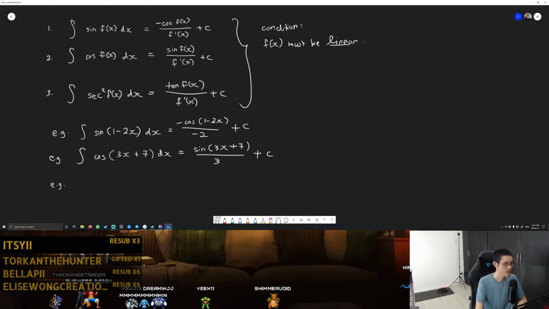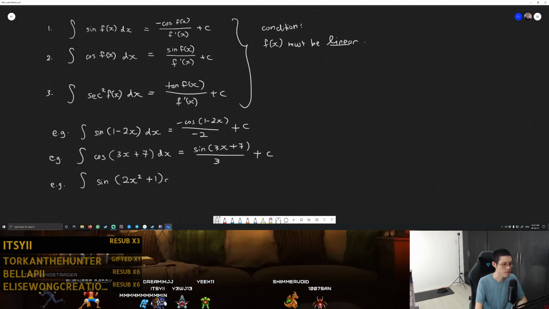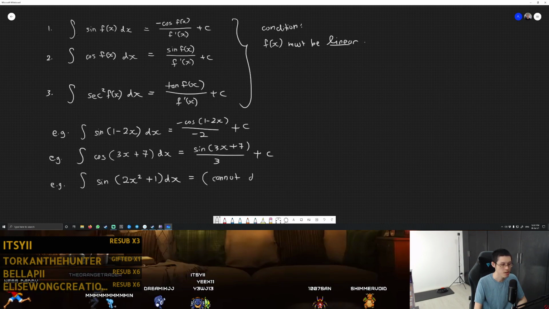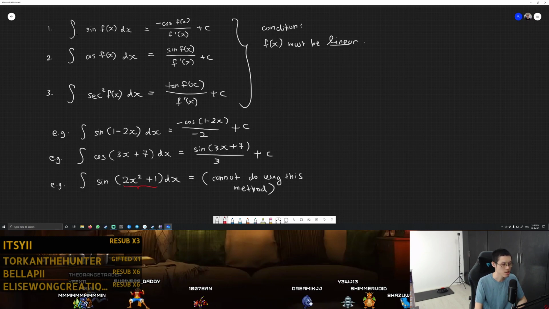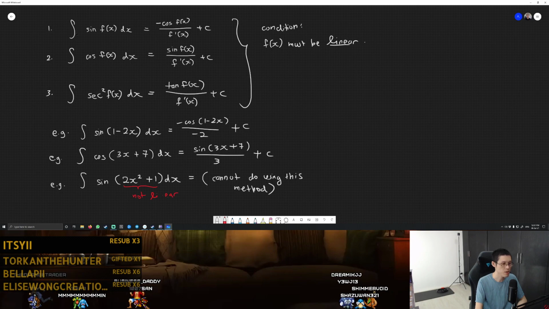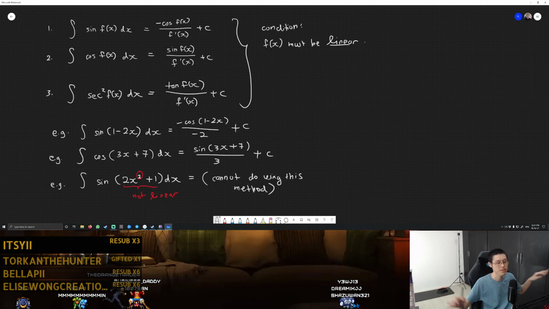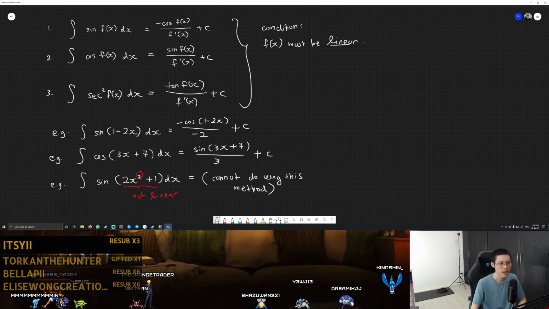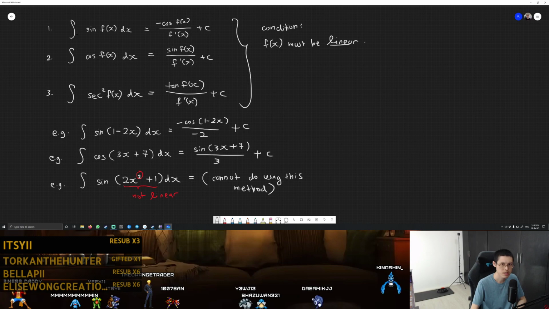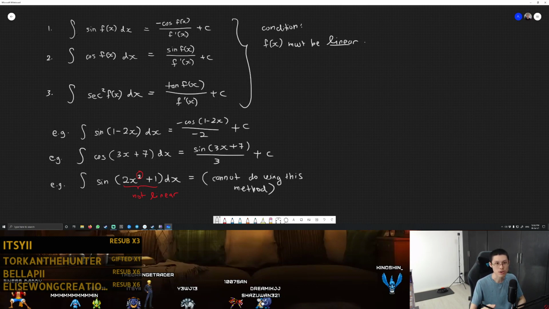Next one. What if we integrate sine (2x squared plus 1)? This one you cannot do using this method. Why? Because this is not linear. You can see the highest power of x is not 1, it's actually 2. So you can't do it like this. In fact, this is not something that they would ask you. If you ever get something like this in the exam, that means you probably messed up something early on in the question.